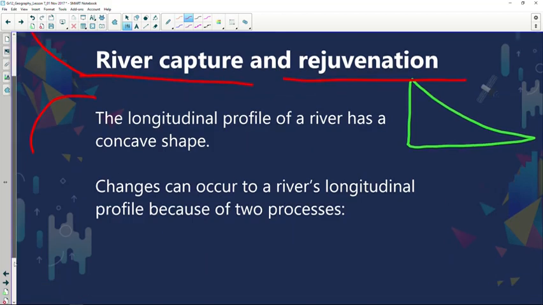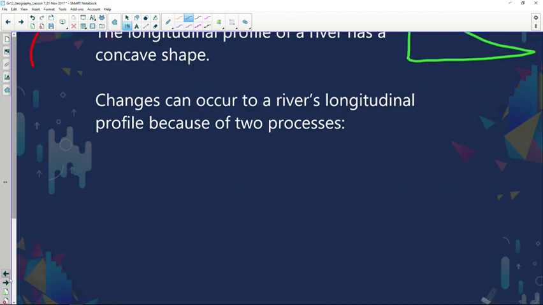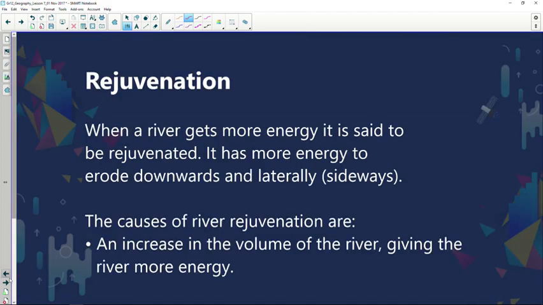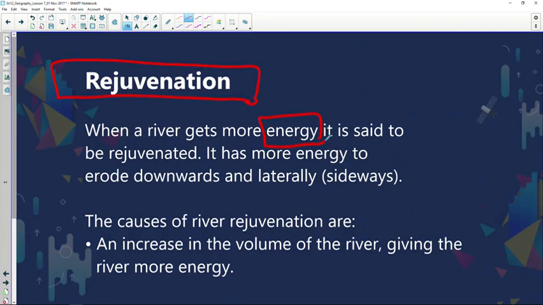Now, two processes can take place, and let's have a look at the first one. Rejuvenation, if we just quickly define the term, this is when a river gets more energy. It rejuvenates itself. It means almost like getting a fresh breath of air. Like, for instance, let's say you drink a Red Bull. All of a sudden, you get more energy. Basically, it's when a river gets more energy, almost like drinking a Red Bull.